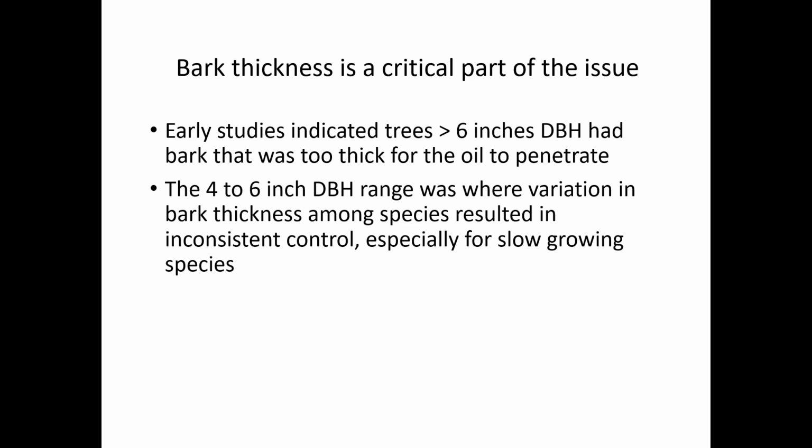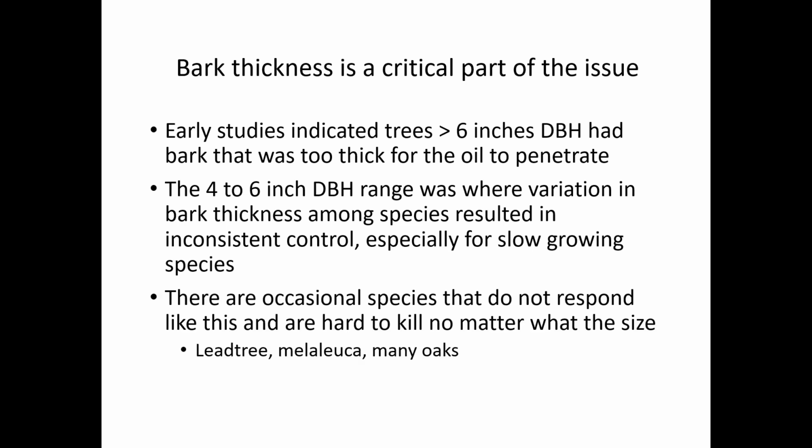Now, they also found that when you got into trees that were in the 4 to 6 inch DBH range, this was where they started to see a lot more variation, both in bark thickness among species, and in the efficacy or consistency of control. So for things that were extremely fast growing, bark thickness was often not a problem, as they were very thin barked or thin skinned species. However, very slow growing species, even the 4-inch diameter ones, would actually be a whole lot older than you might think, and had already put on pretty significant outer bark at that point.